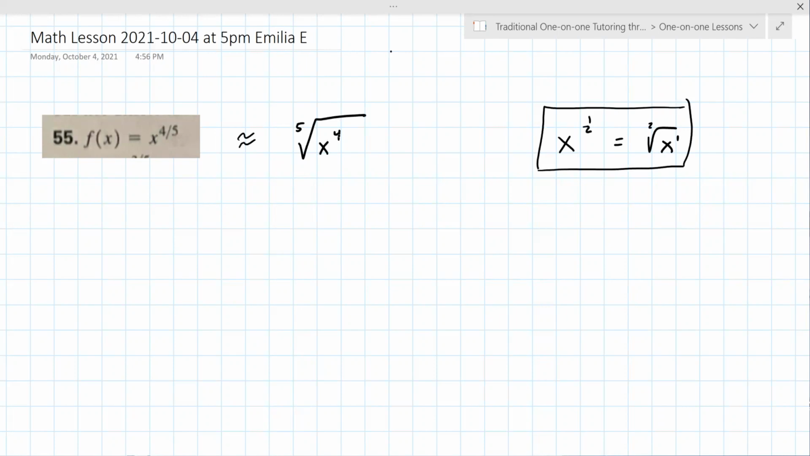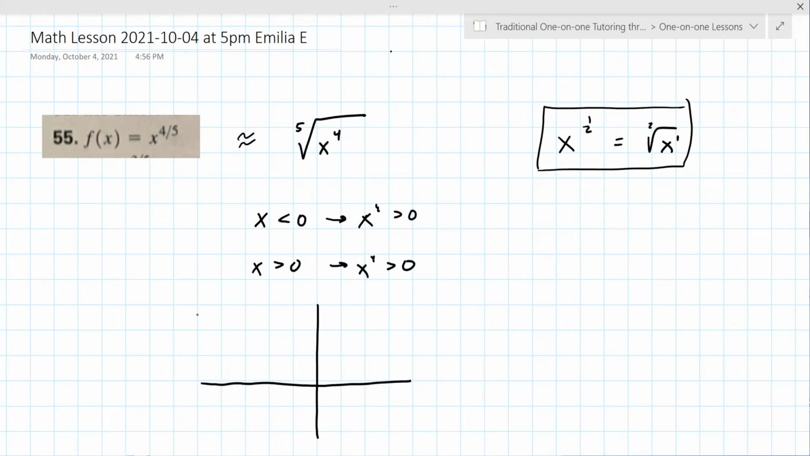And one of the things that you may know here, but we can talk about conceptually, is if x is less than 0, x to the 4th is positive. And if x is greater than 0, x to the 4th is also positive. So this graph is always positive. And if you have a calculator, you would see that it looks something like this. Cusp. Yes. If you don't have a calculator, I don't know how you know that, at your level.